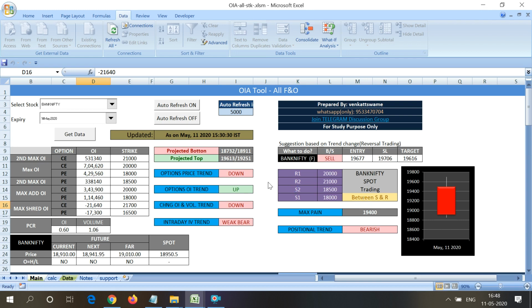Here we have support and resistance of 18,000 and 20,000. 18,000, it is of course support, on the put side, and on the call side 20,000 is resistance. So Bank Nifty is trading between 18,000 and 20,000. Currently the spot price is 18,950, which is between support and resistance. That's why it is showing between support and resistance.